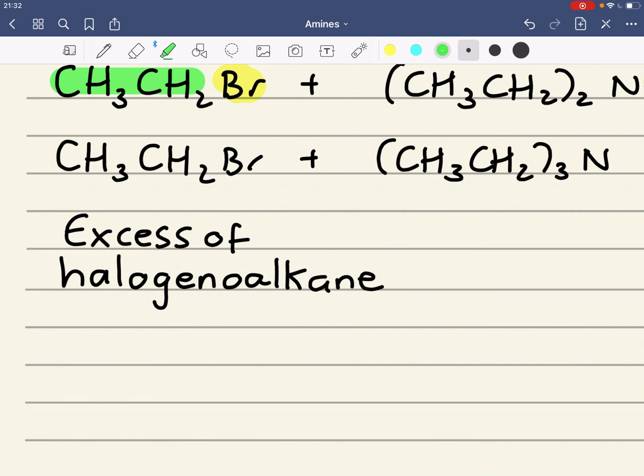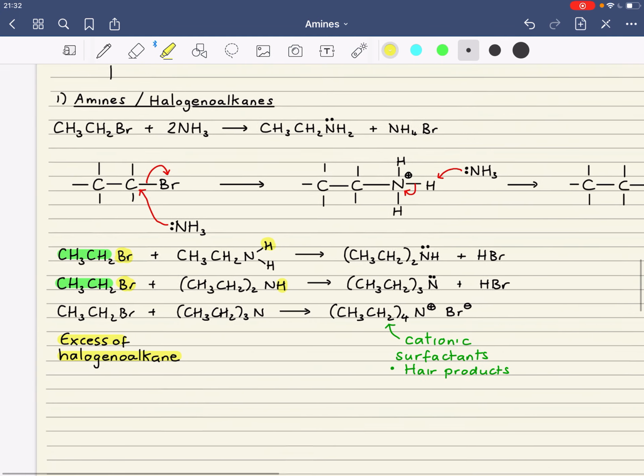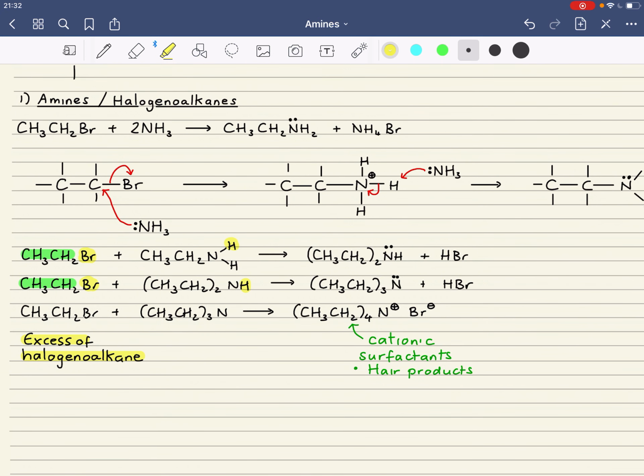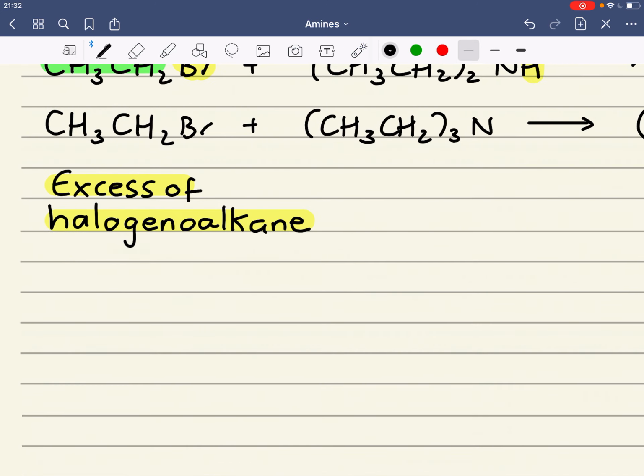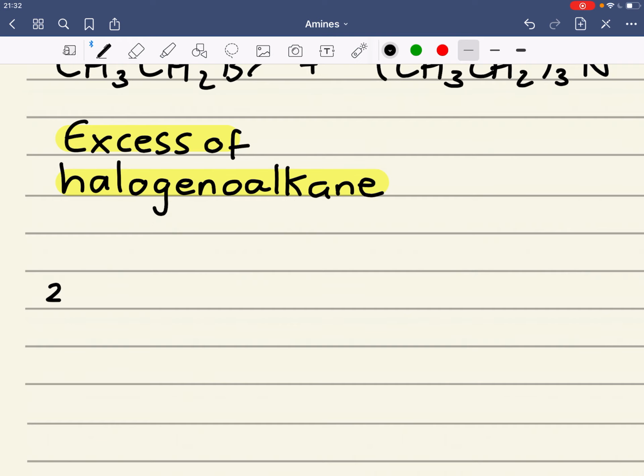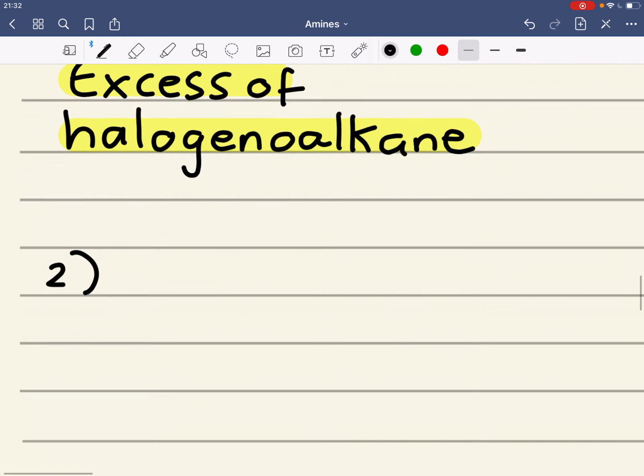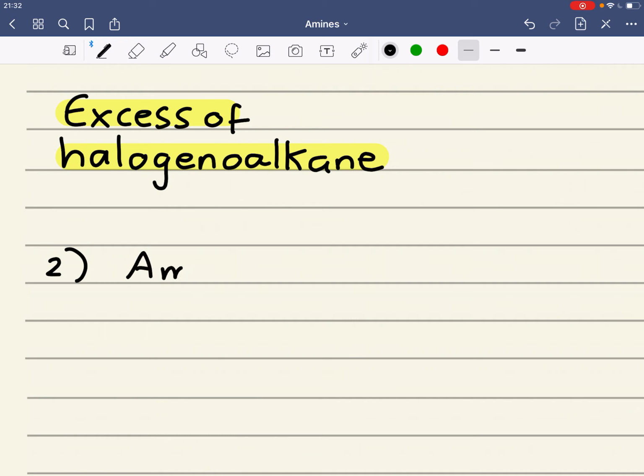So if you want to produce the quaternary ammonium salt, you must have an excess of the halogenoalkane. Again, we get these nucleophilic substitution reactions where we get multiple substitution products, and eventually we end up with this quaternary ammonium salt. Now, we're going to have a look at amines with another compound which has got a delta positive carbon, and that is amines reacting with acyl chlorides.